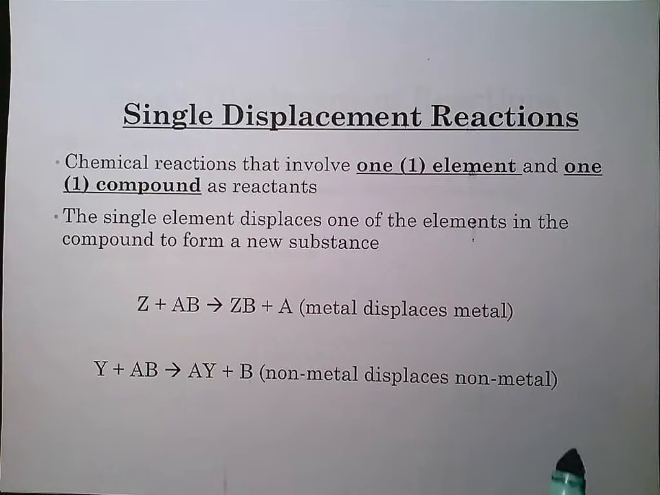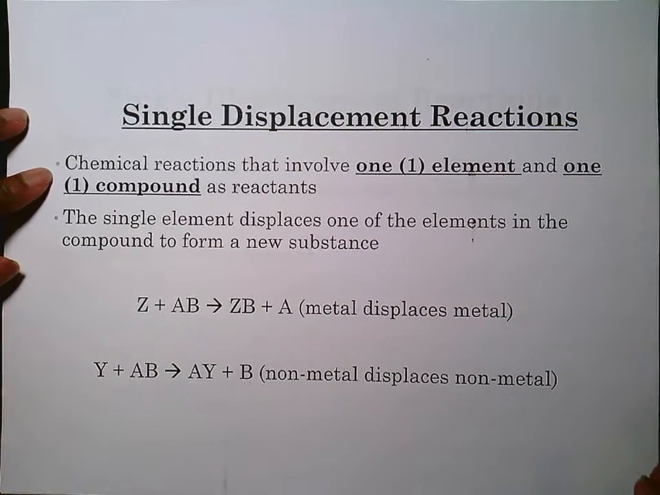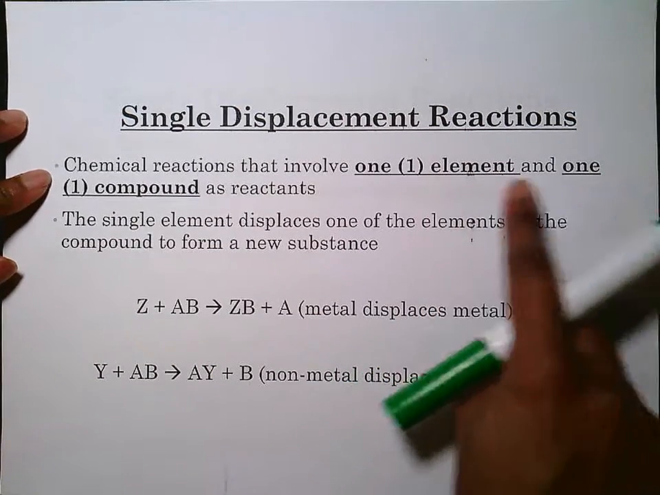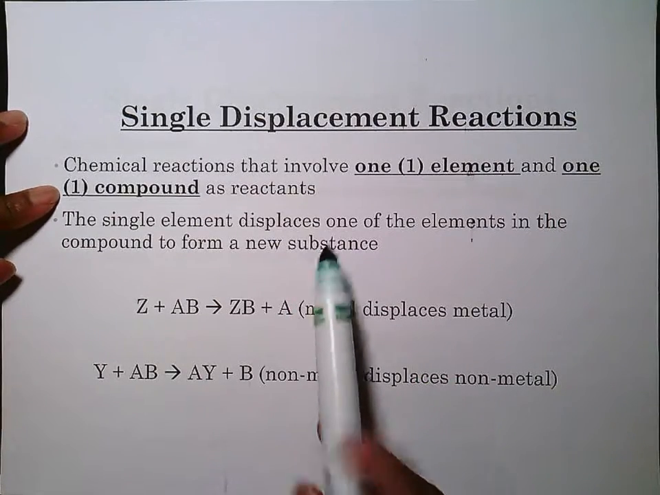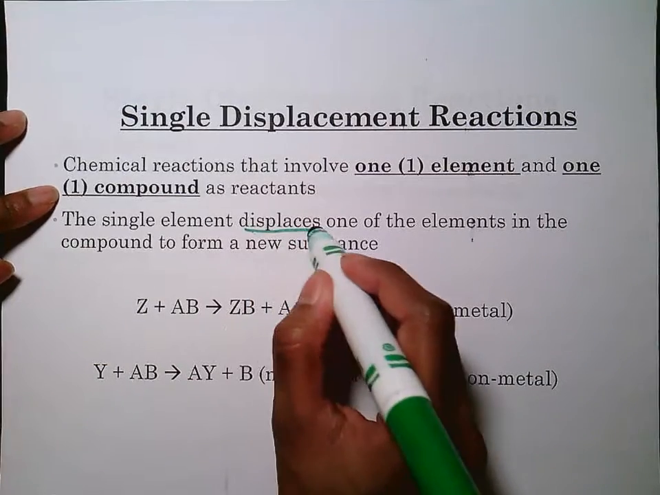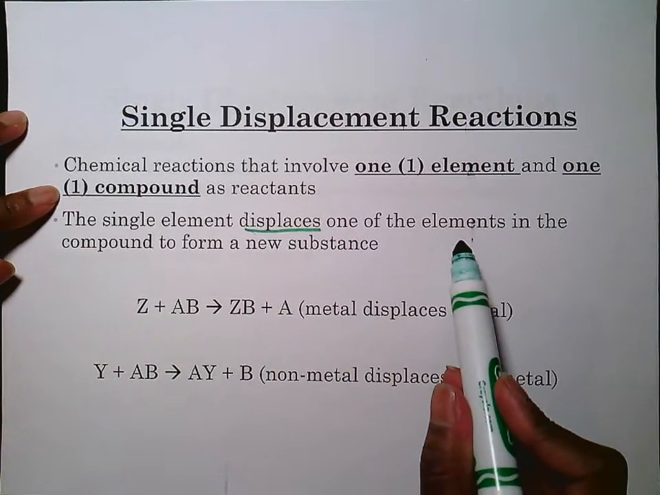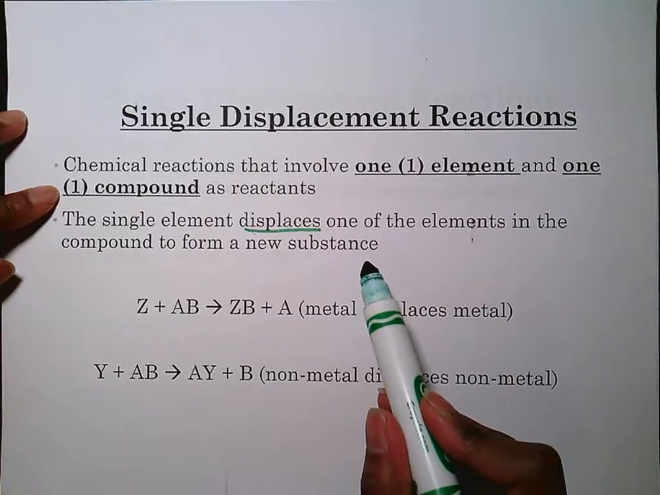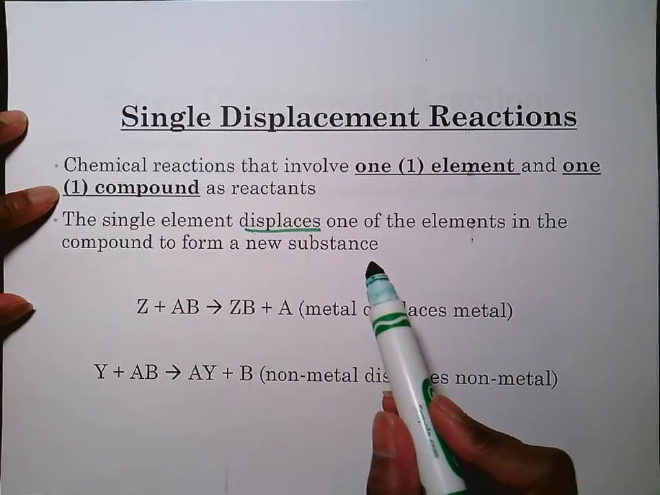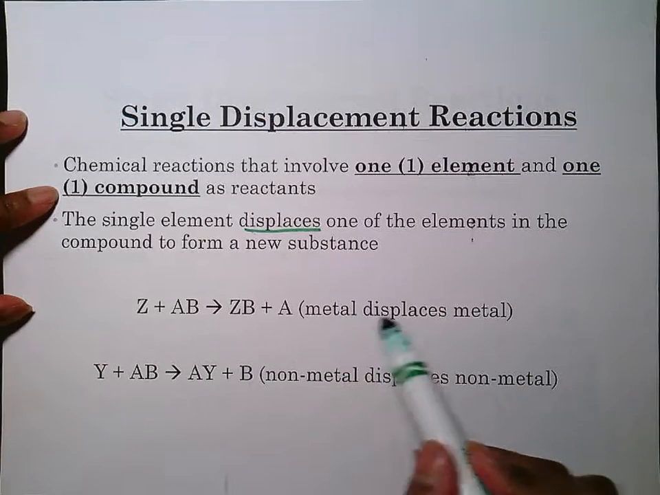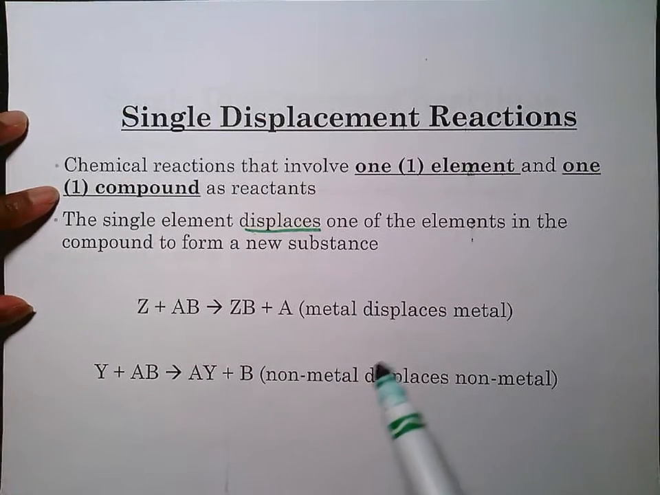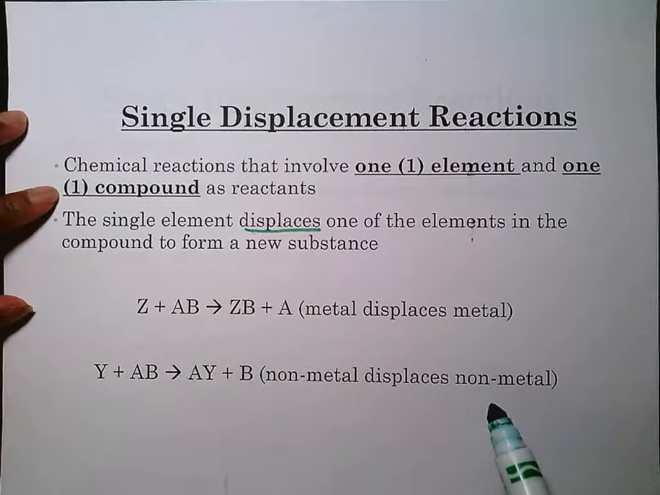Single displacement reactions. These are chemical reactions that involve one element and one compound that are going to be found as our reactants. The single element is going to displace, which means it's going to switch spots with one of the elements in the compound to form a new substance. So there are 2 types of reactions that can occur. You can have a metal displacing a metal, or you can have a non-metal displacing a non-metal.